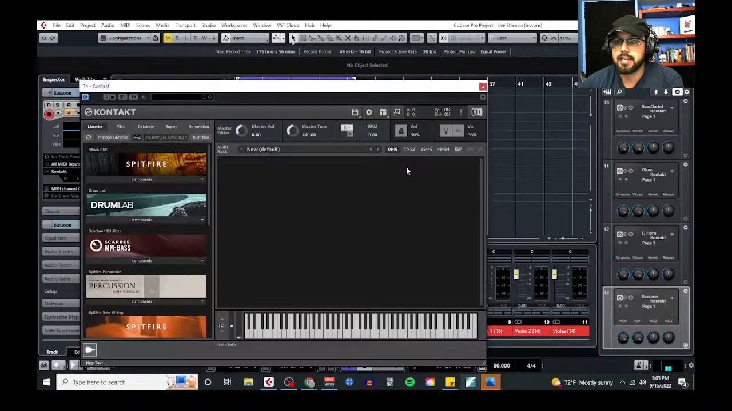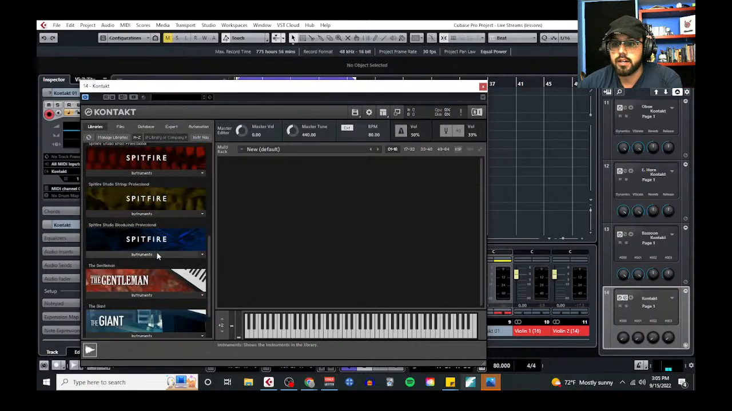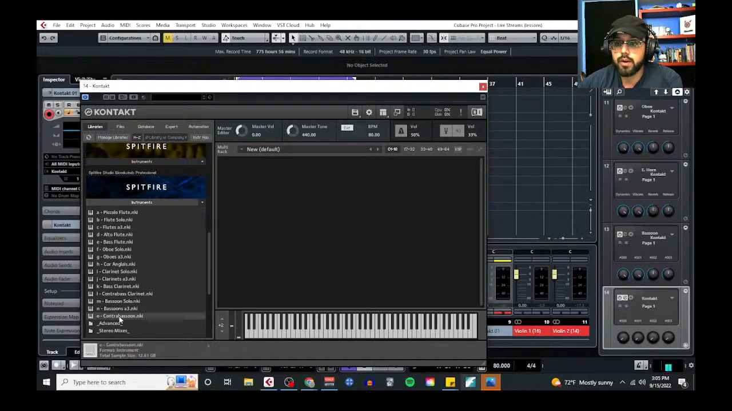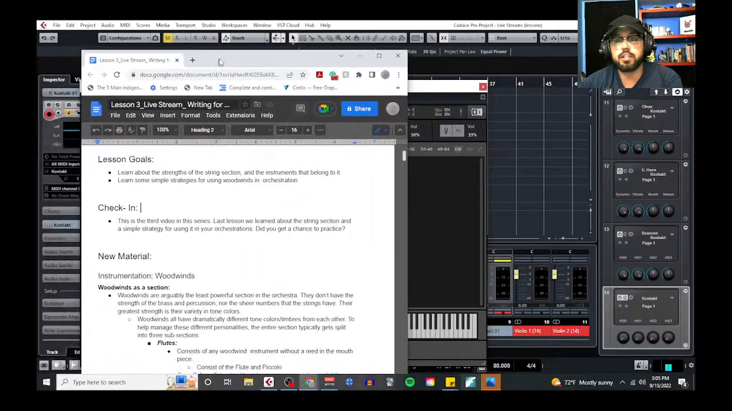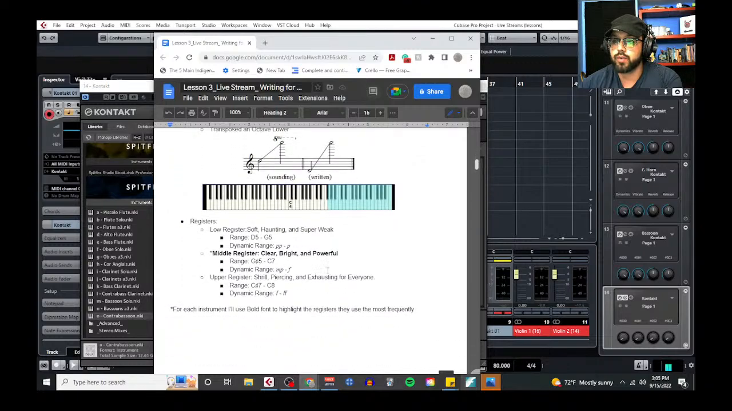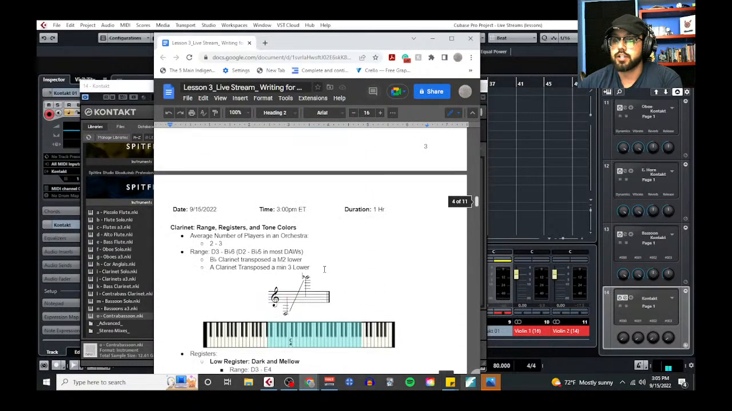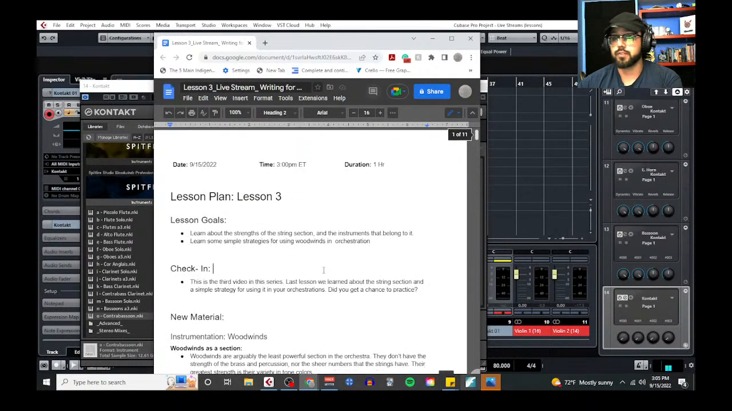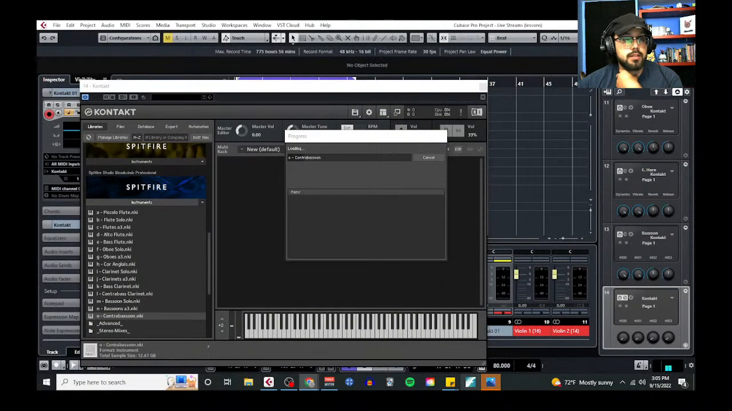So we won't go as in-depth as we did with the string section. However, as usual, I have all these notes right here, including the ranges, registers, and tone colors, which is going to be super important for today, because the woodwinds' single greatest strength is the sheer variety of tone colors that they have at play.